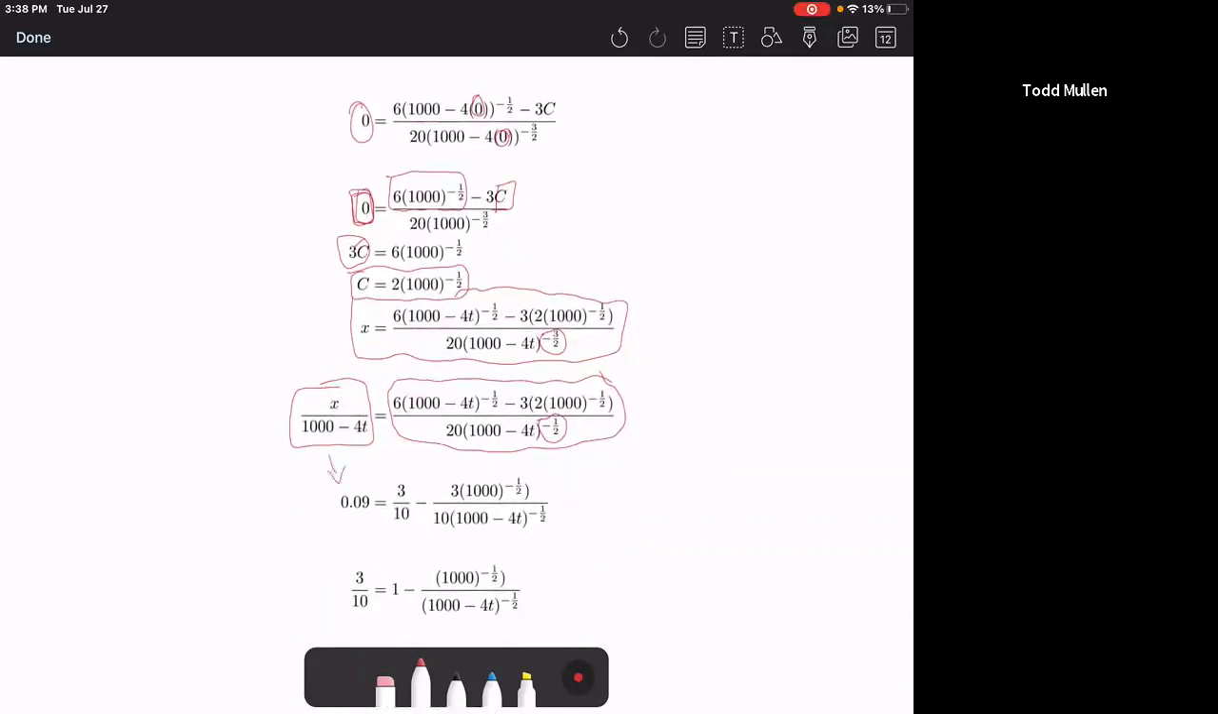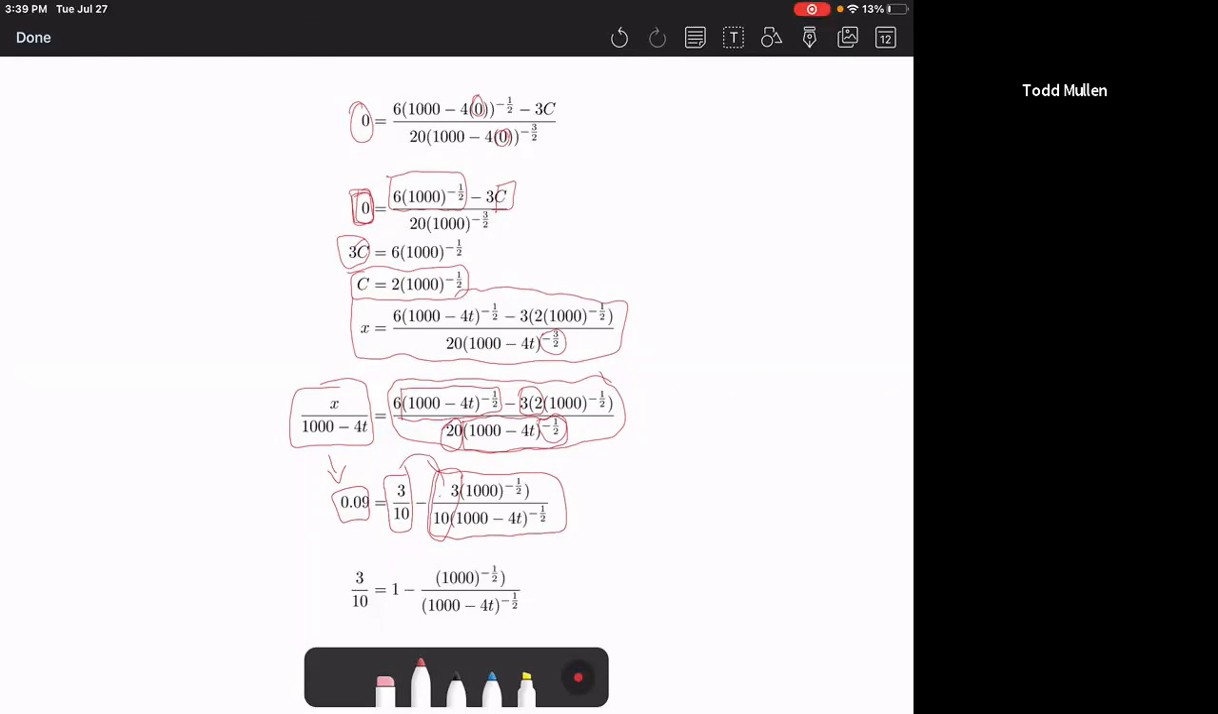So now we can perform the substitution. x over 1,000 minus 4t is equal to 0.09. And we simplify the right side of the equation a little bit because we have this common term now. 1,000 minus 4t to the negative 1/2 cancels at least in half of this numerator. And that just becomes 3 over 10. The right side is still a little messy, but we took this 3 times 2 to make 6 and put it over 20 and simplified that as 3 over 10. So we now have a 3 over 10 factor on both of these terms.